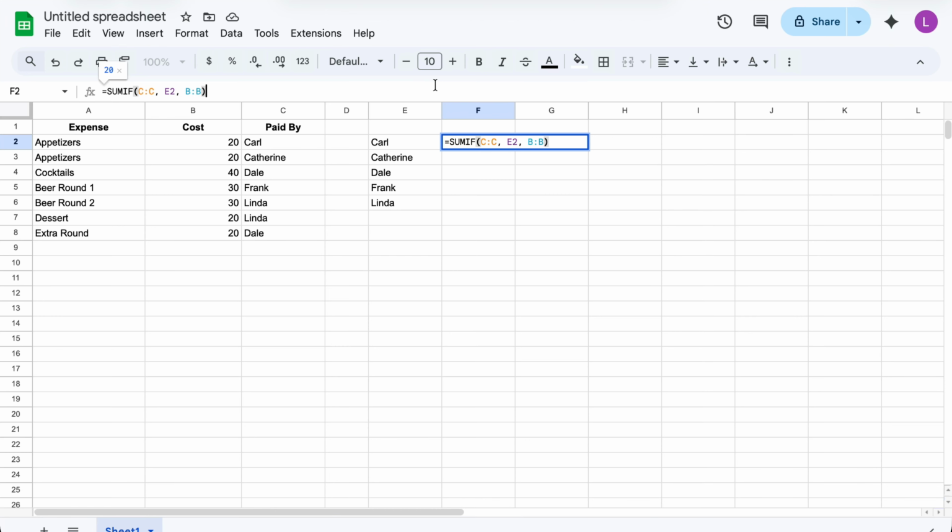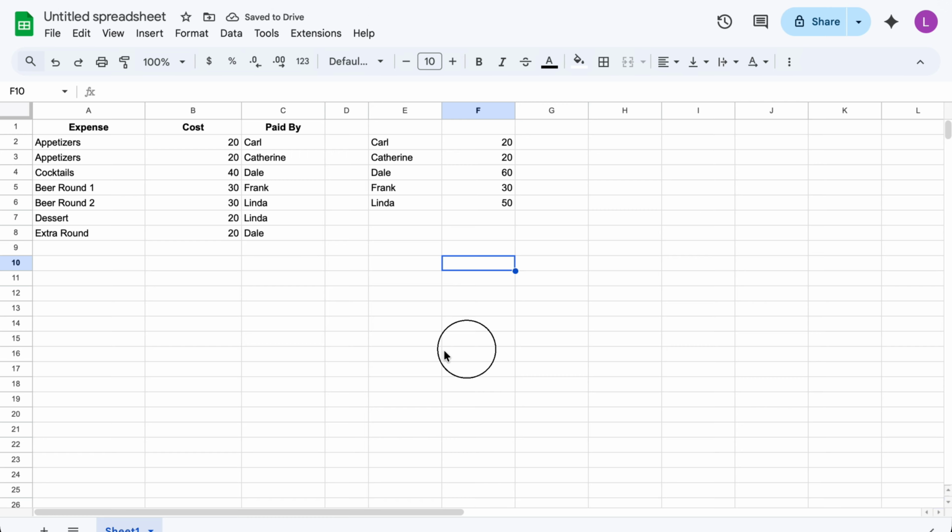Press enter. Carl paid $20. Copy and paste this formula down. Now we can see Linda paid $80. That's 20 plus 30 plus 30. Now we know what everyone already contributed.